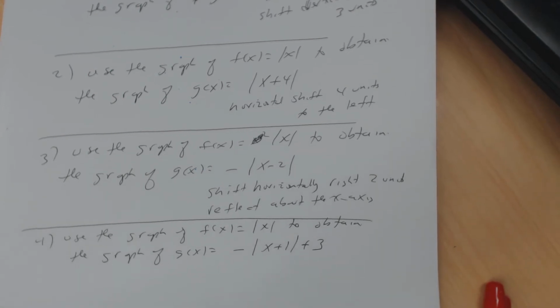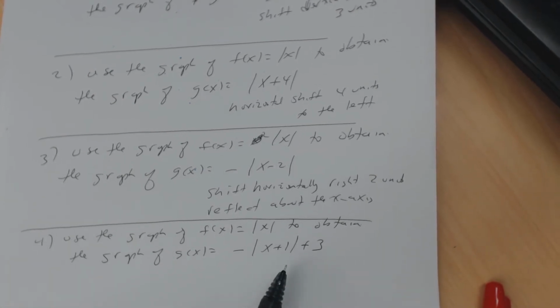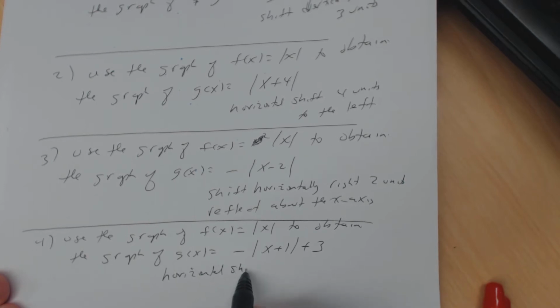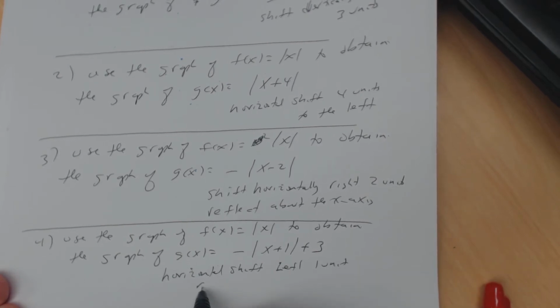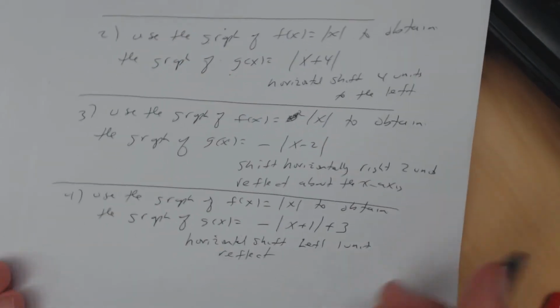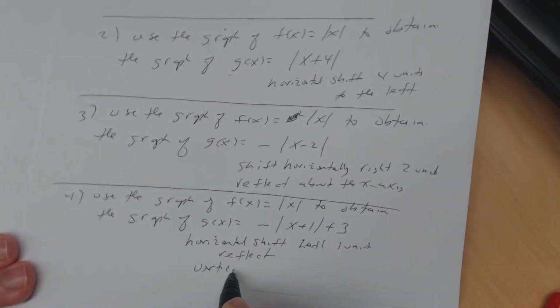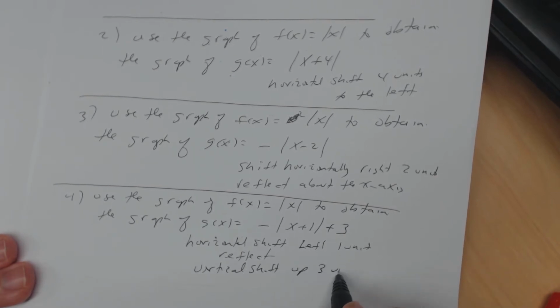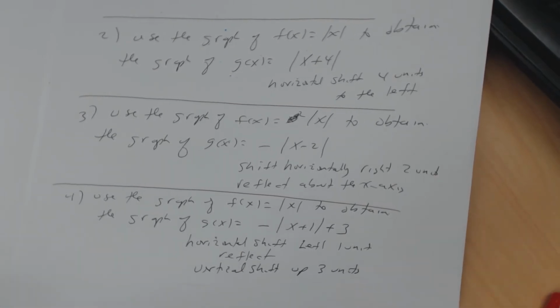Okay, now the order is going to matter, especially here, since you do have a vertical shift. Always do the vertical shift last. So you're going to do horizontal first, horizontal shift to the left, 1 unit, then reflect, and then you're going to vertical shift, and then the vertical shift up 3 units. Okay? All right, so let's do that.